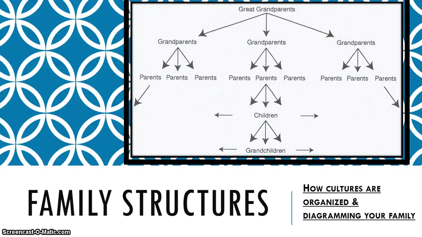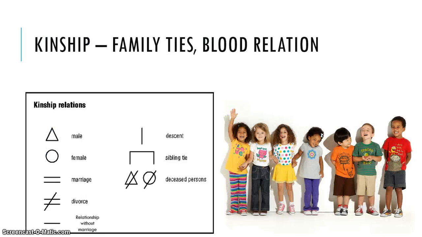Today we will be talking about family structures. That is, how cultures are organized and diagramming your own family. First, let's define kinship. Kinship means your blood relation. It's your relatives, your family ties.